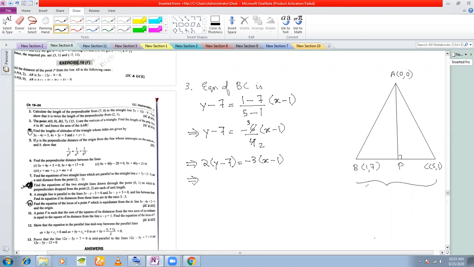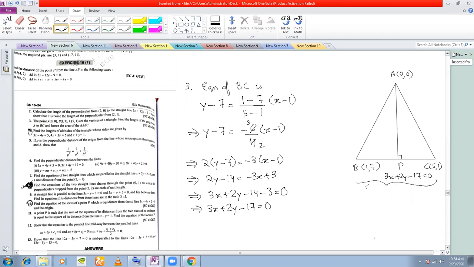Now we want to write this in the form ax plus by plus c. So this is 2y minus 14 is equal to minus 3x plus 3. You take everything on the right hand side, so you get 3x plus 2y minus 14 minus 3 equal to 0. You get 3x plus 2y minus 17 is equal to 0. So clearly the equation of this straight line here is 3x plus 2y minus 17 equal to 0.